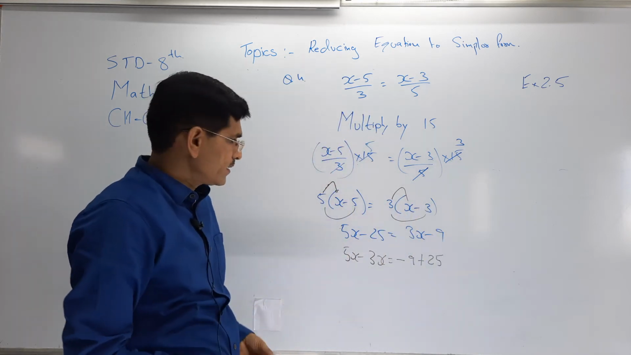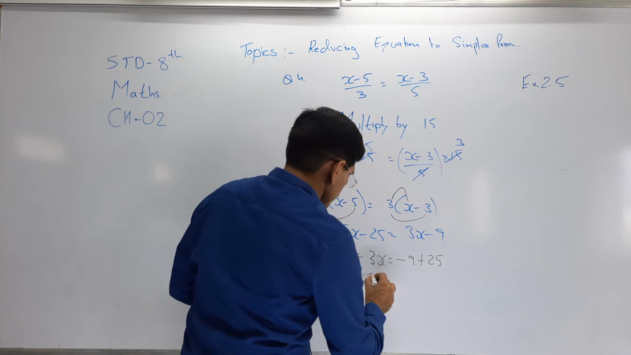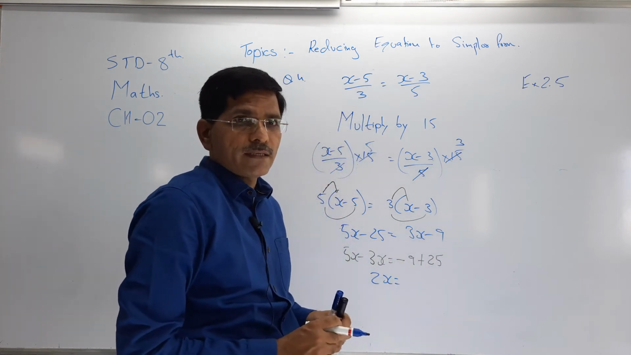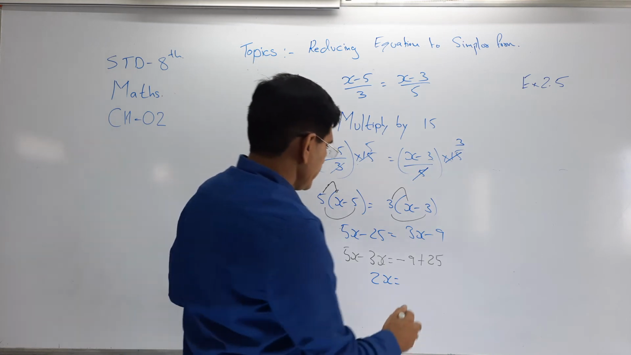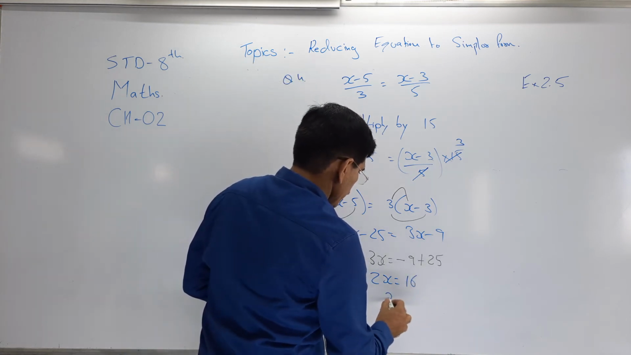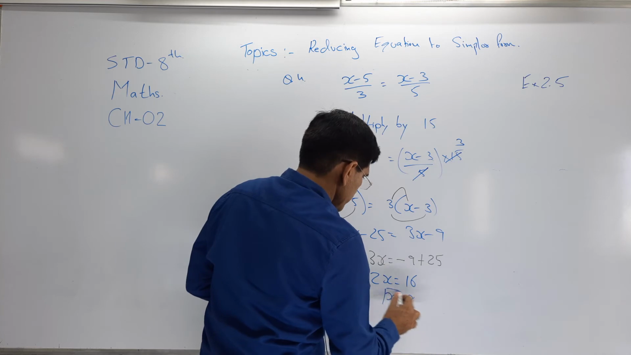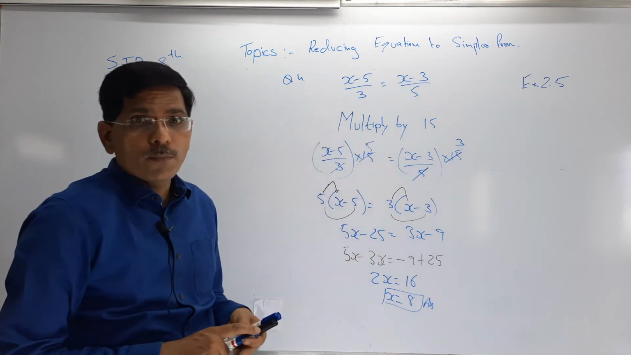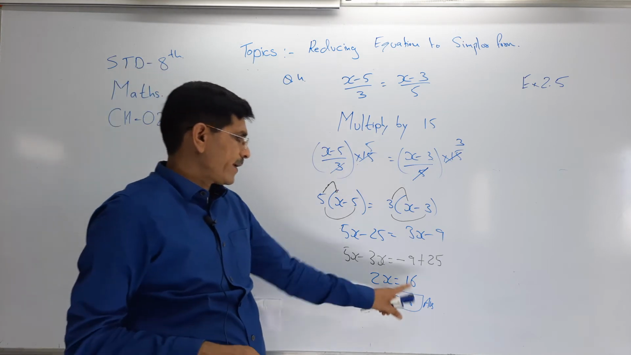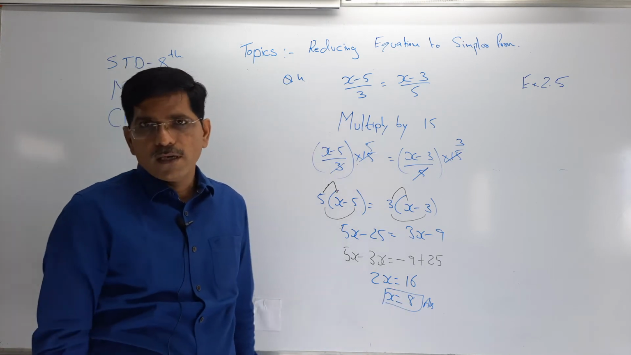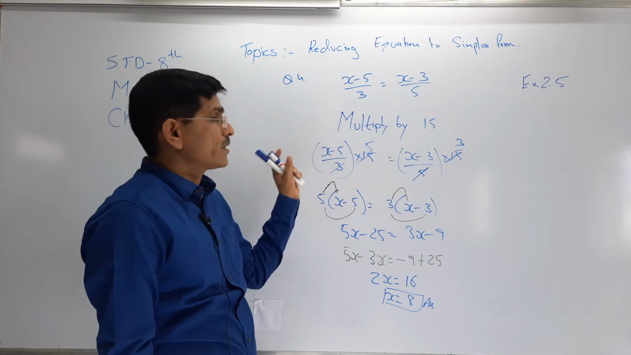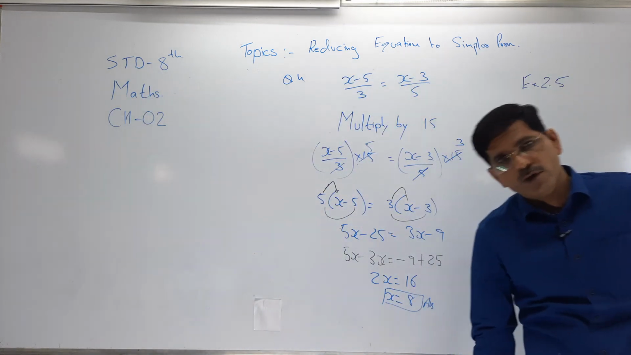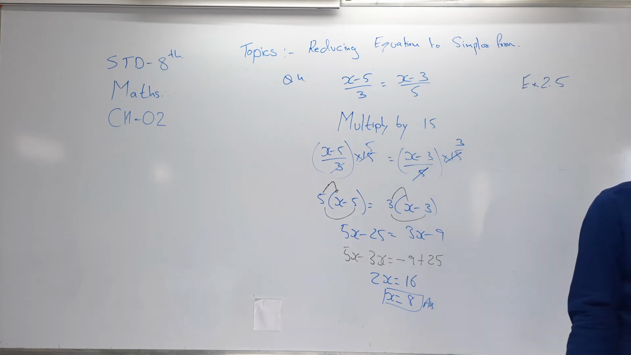So 5x minus 3x is 2x. Here 25 minus 9 is 16. Therefore x is equal to 8 is our answer. Always put a square or rectangle around your answer. Now check it yourself and tell me whether our answer is correct or not. What you have to do? You have to check it yourself. Check it now.